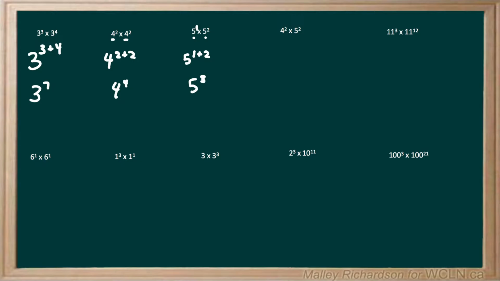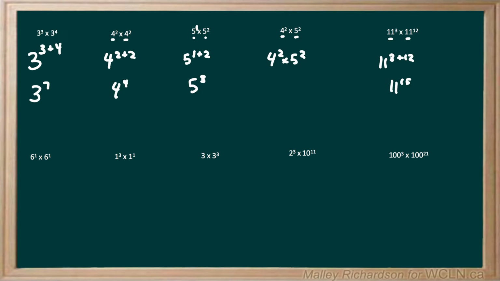Now we move over to 4 to the power of 2 times 5 to the power of 2. But as we can see, this 4 and this 5 are not the same bases. So therefore we can't add our exponents, and we're just left with 4 to the power of 2 times 5 to the power of 2 as our final answer. Now moving on to 11 to the power of 3 times 11 to the power of 12. Both these questions have the same base of 11, so we just have to add our exponents of 3 plus 12. And we're left with 11 to the power of 15.